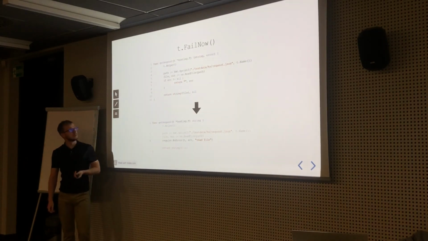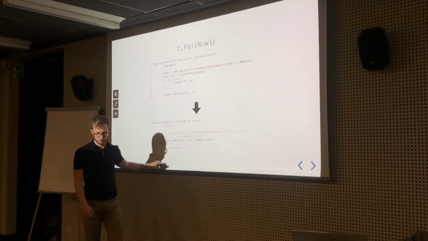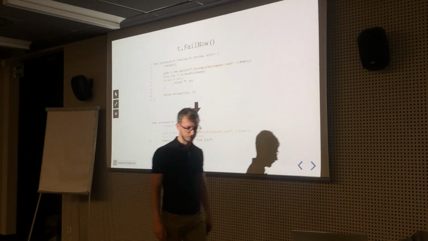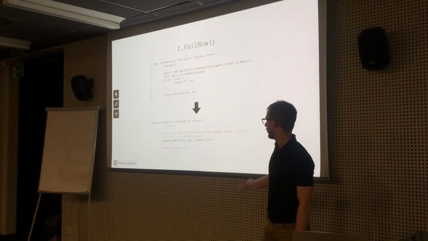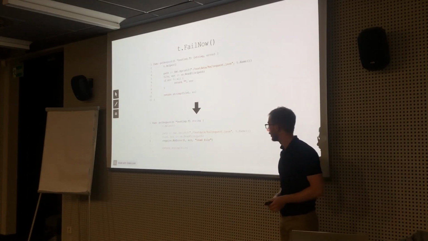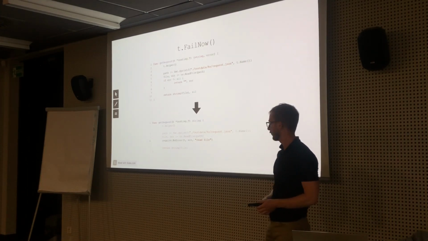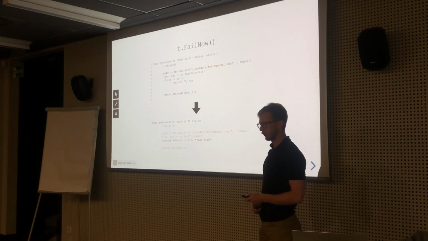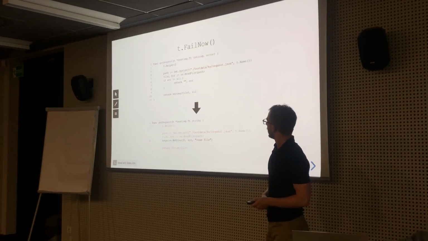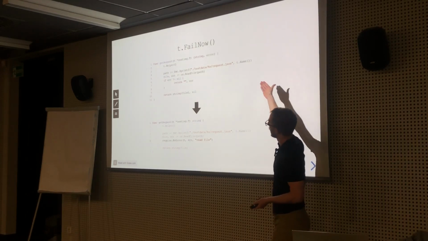The other one is FailNow. I'm using require.NoError. It's from Testify. Doesn't really matter. I just like it more, but if you don't want to use that, you can use if error is different than nil, then t.FailNow with some logs. And it's another helper that allows us to not care about the error.